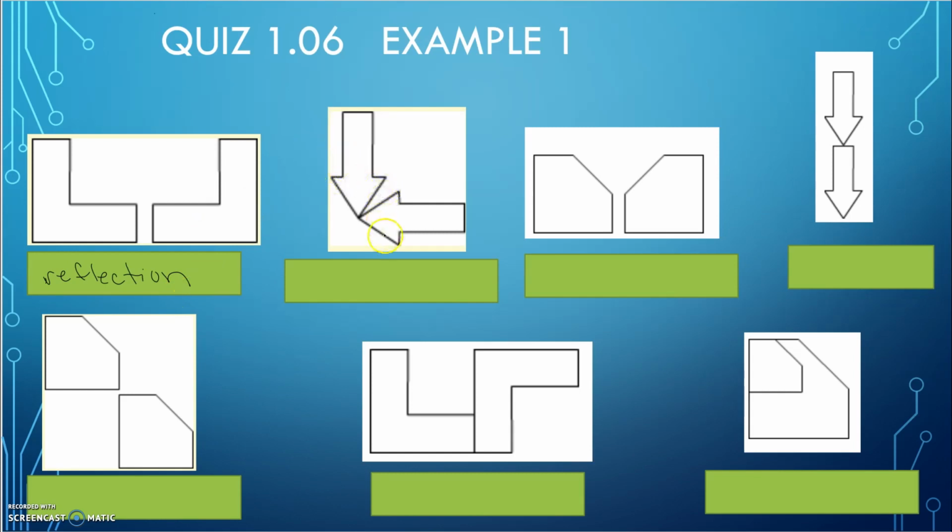Alright, now we have these two arrows. Now it couldn't have slid to get into this position, and they were not reflected. These were rotated, meaning they turn, and this was their center of rotation, so this is a rotation.